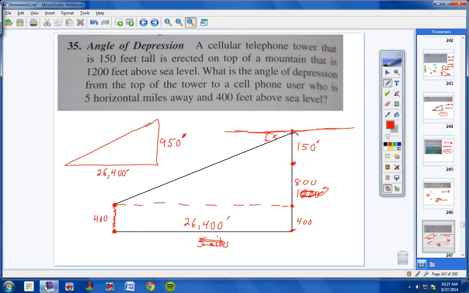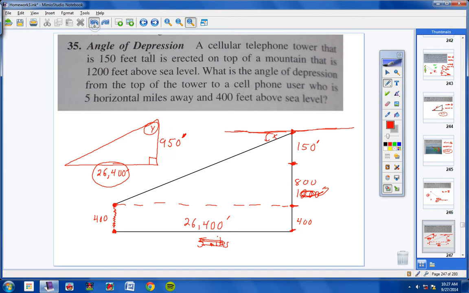From here to here is 150. And then from here to here is 800. Okay, students? All right, so I have a side here of 26,400 and a side here of 950. Here's my right angle. Here's my right triangle. I'm going to call this Y. Now, very quickly, dealing with Y, this is my opposite and this is my adjacent.